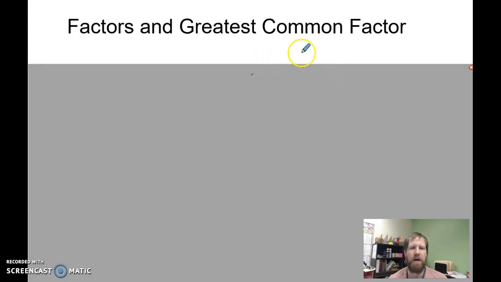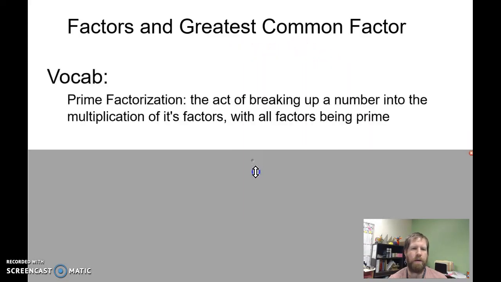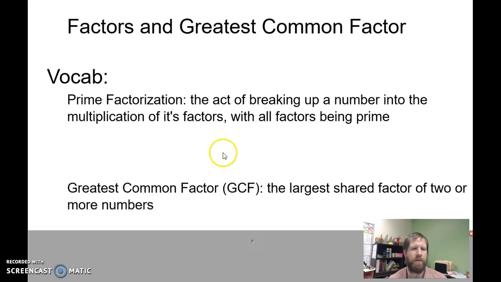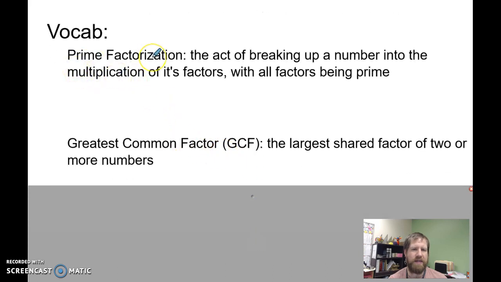Factors and greatest common factor. Alright, for vocabulary we have prime factorization, which is the process of breaking up a number into all of its different factors and keep breaking it up until you're left with only prime factors. Alright, and we're going to go through how to do that.